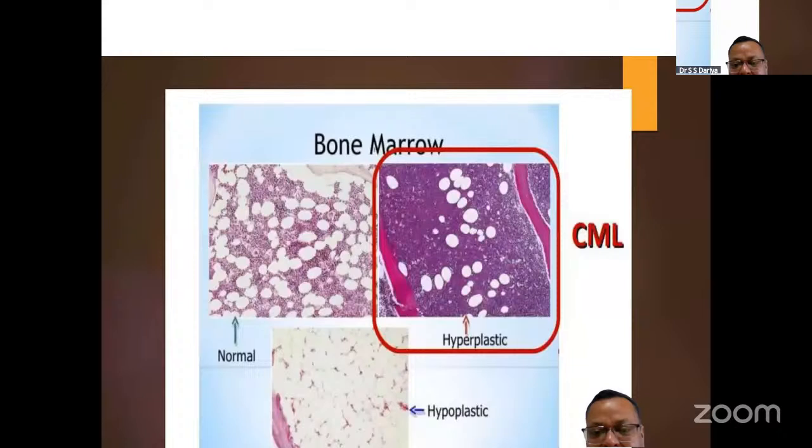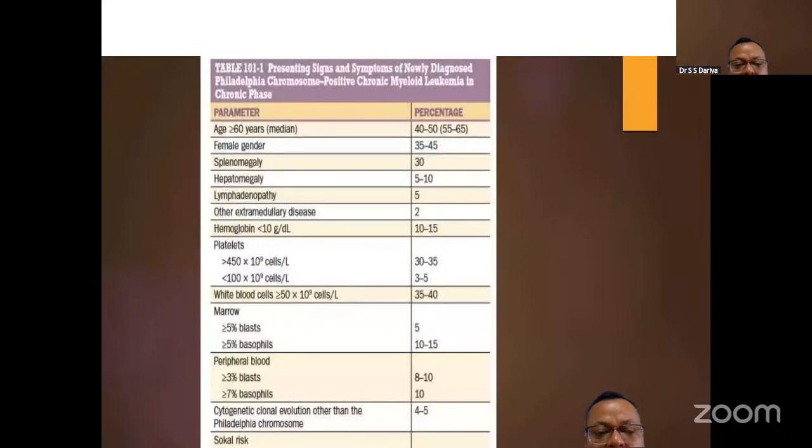This is the hyperplastic CML bone marrow. This table is from Harrison's 20th edition, where these are the presenting signs and symptoms of newly diagnosed Philadelphia chromosome positive CML in chronic phase. And as I told you, the age is more than 60, with splenomegaly and hepatomegaly, all of which we have discussed.